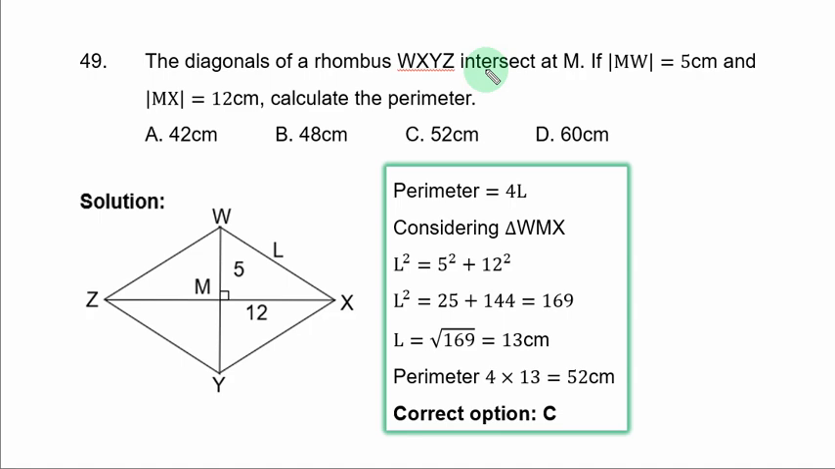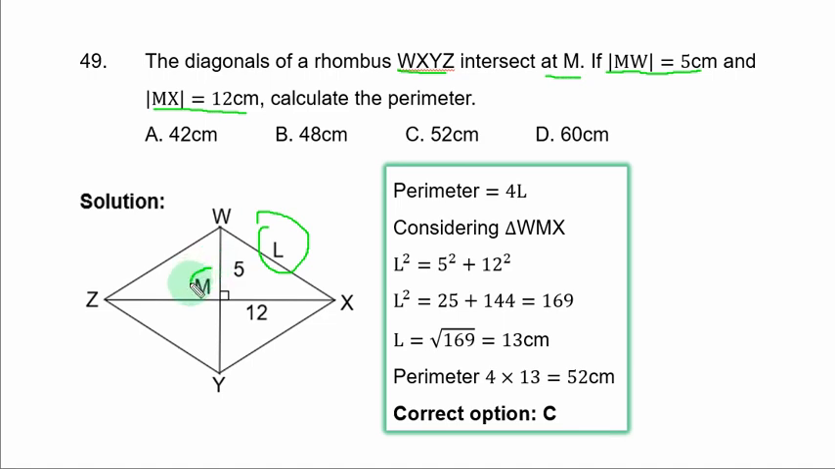Question 49. The diagonals of a rhombus WSYZ intersect at M. If MW equal to 5 cm and MS equal to 12 cm, calculate the perimeter. This is the structure of a rhombus, and perimeter is the distance round the rhombus. But if you're able to get L, since all the sides are equal, if you're able to get L, multiply it by 4, that gives the perimeter.